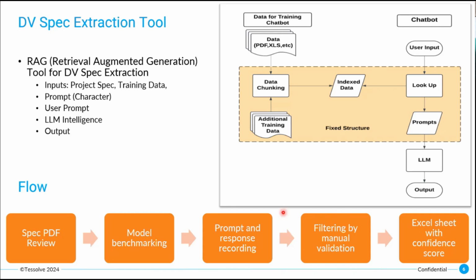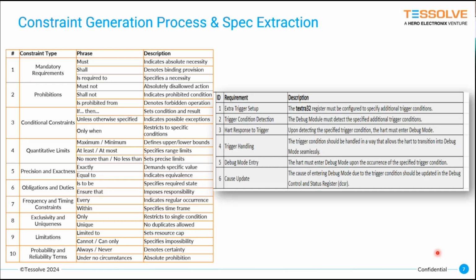In some cases, this particular tool follows manual validation. In some cases, we are also doing automated validation, as we have seen in slide number 2. Then it gets dumped into an Excel sheet with the confidence score. So AI again tells us that while generating this information, this much sure I am about the generated information. So we have cracked how it is working at the backend.